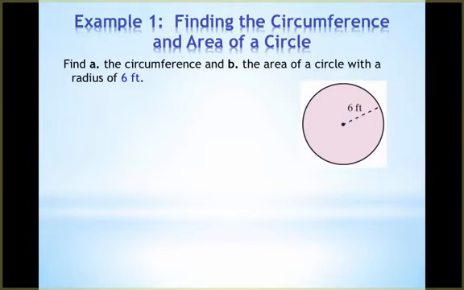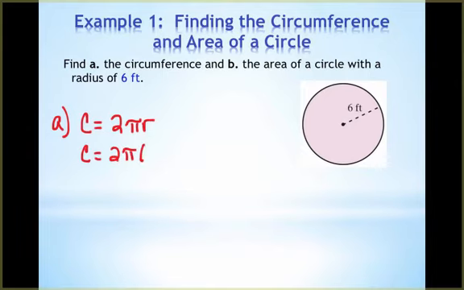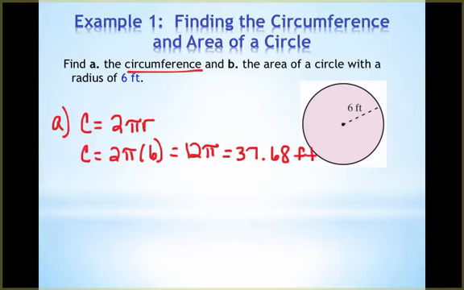So we have a circle with a radius of 6, and they want us to find the circumference and the area. So circumference, remember, since we know our radius, we want to use the formula 2 pi radius. Well, that would be 2 pi times 6, which is 12 pi, which again would be the exact answer. Or we can use our calculator and use pi as 3.14 and get 37.68. And since we're doing circumference, which is like perimeter, the units on that would be feet.